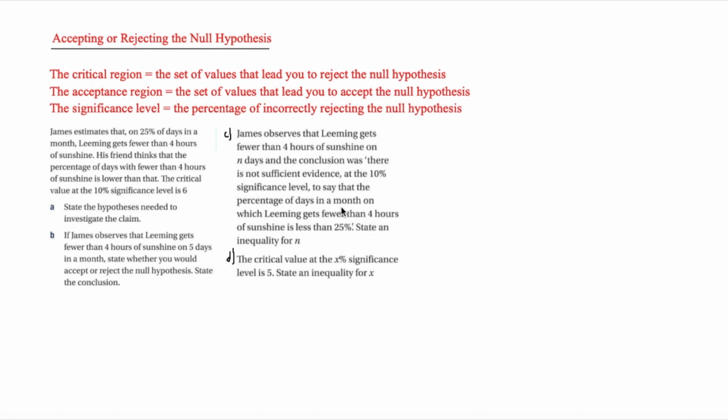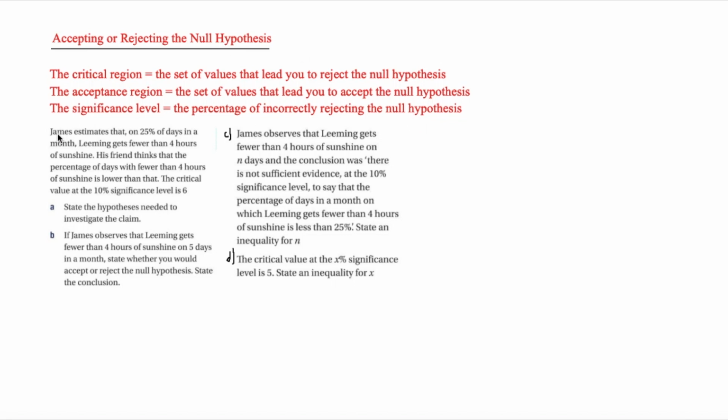So the next questions relate to whether we accept or reject the null hypothesis. So the critical region is a set of values that lead you to reject the null hypothesis. The acceptance region is the set of values that lead you to accept the null hypothesis. And the significance level is the percentage chance of incorrectly rejecting the null hypothesis. So essentially, as the significance level is lowered, you'll need more evidence to reject the null hypothesis, so this lowers the chance of incorrectly rejecting H0.